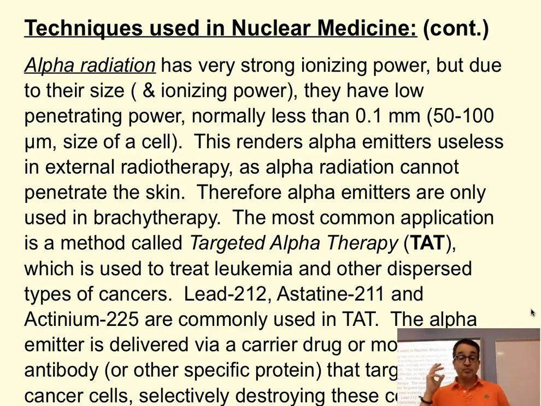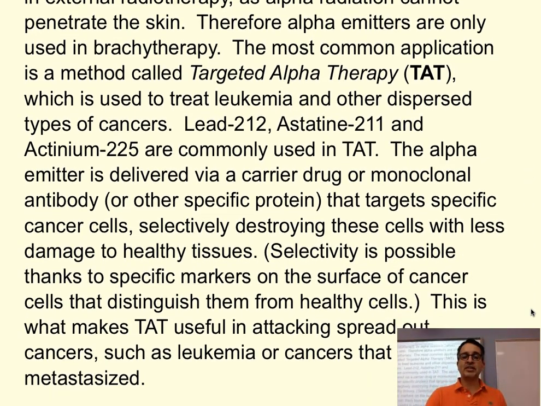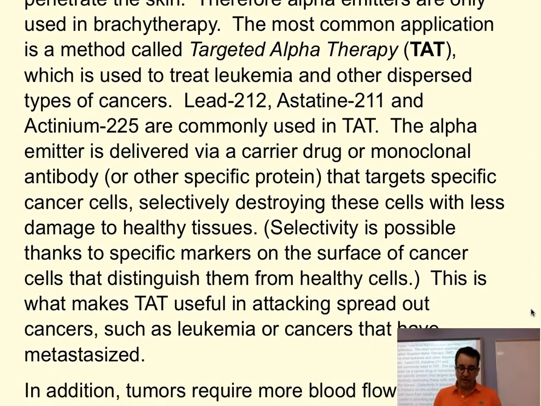All right, now you cannot use alpha radiation externally. It's absolutely impossible, because it just does not penetrate deep enough. All right, but used inside, injected into those little wires or pellets that get placed into the tumors, they are absolutely terrific. All right, now common things that we use for targeted alpha therapy are going to be substances such as lead-212, astatine-211, and actinium-225.